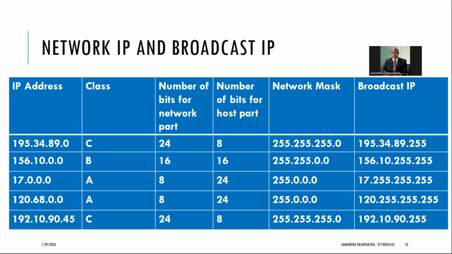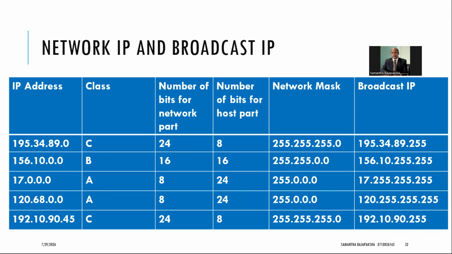If you look at this example, the first one is class B, the second one is class B, the third one is class C, the fourth one is class A, and the last one is class C. Then you know that for class C the separation of the network and host is 24 and 8. Class B 16 and 16. Class A 8 and 24. Class C again 24 and 8. That is how you separate the network part and the host part.